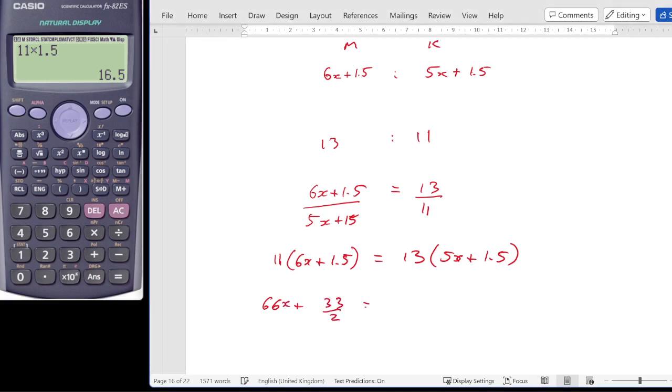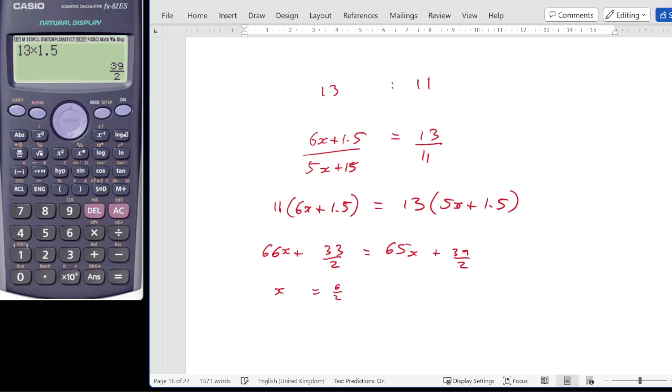So that's going to give me 66x plus 11 times 1.5 gives me, we'll leave it as 33 over 2. 33 over 2 is equal to, double check, been a long day, 65x plus 13 times 1.5, and again we'll leave that as 39 over 2. So if I minus 65x from both sides, that gives me x is going to be equal to 39 minus 33, which is 6 over 2. So x is equal to 3.